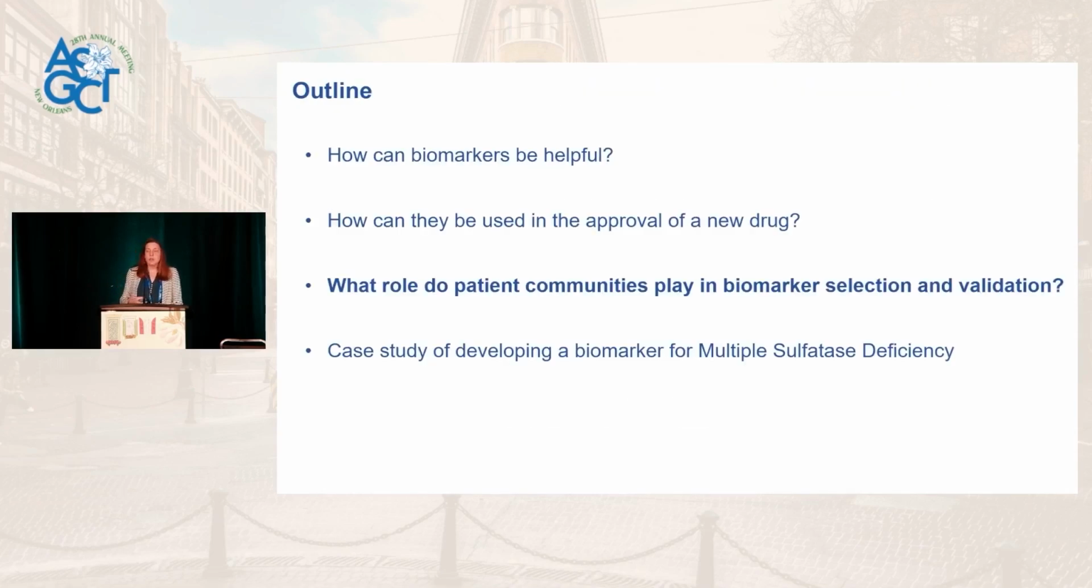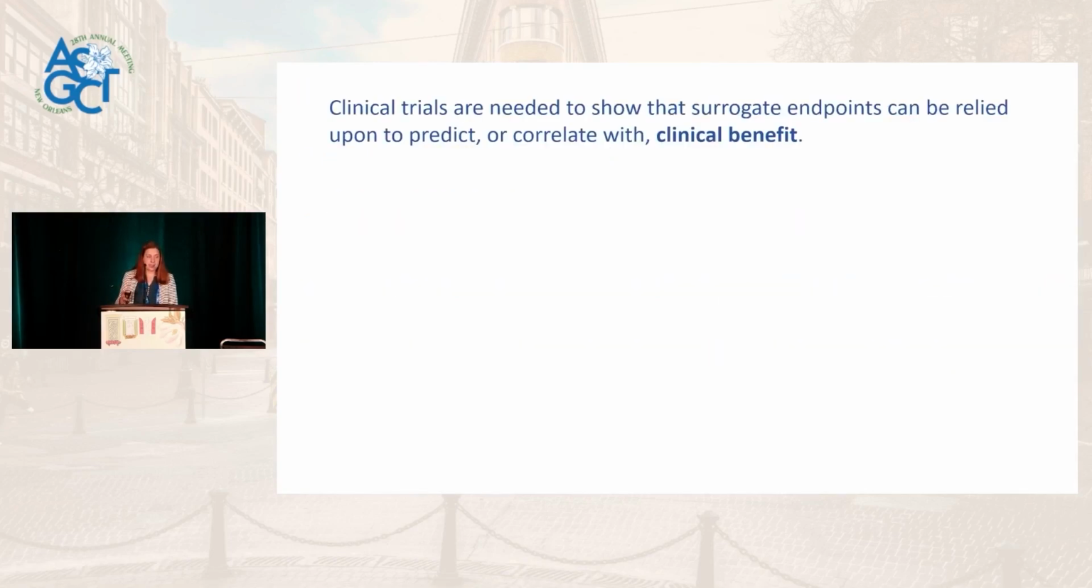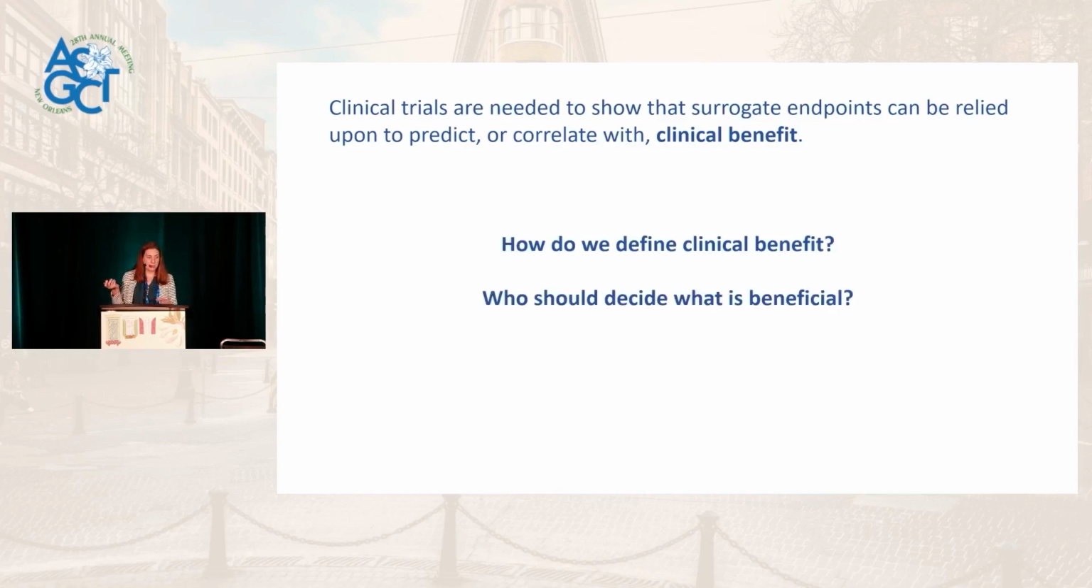Okay. So what role do patient communities play in biomarker selection and validation? And I think this is really important to consider, especially in the world of rare and ultra-rare diseases where I practice. So, like I said, the FDA said clinical trials are needed to show that surrogate endpoints can be relied upon to predict or correlate with an actual clinical benefit. But I think it's important to remember, how do we define clinical benefit? And who should decide what is clinical benefit, right?